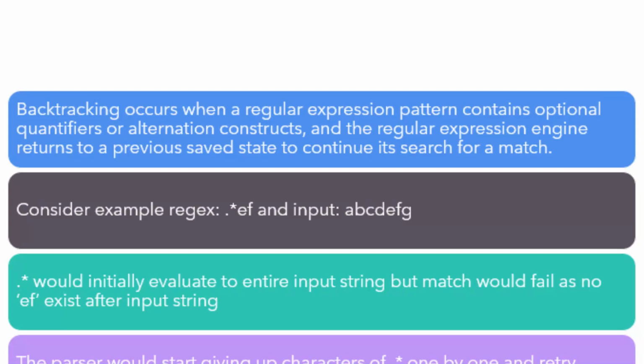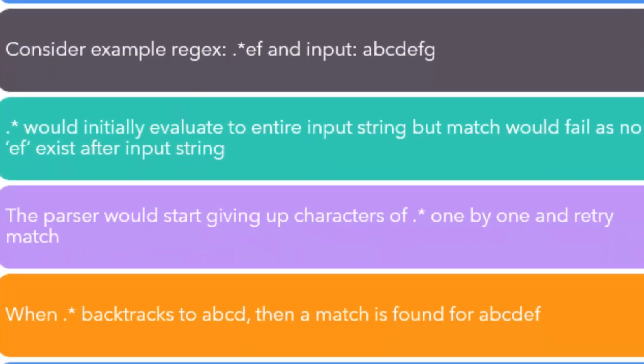Take an example of the regular expression dot star EF and the input string A, B, C, D, E, F, G. The parser would start with dot star and see how many characters it can match. It goes A, B, C, D, E, F, G and sees the end of the input string. At this point, it would try to match the EF part of the regular expression with the next characters in the input string, which, well, don't exist. So the match was unsuccessful.